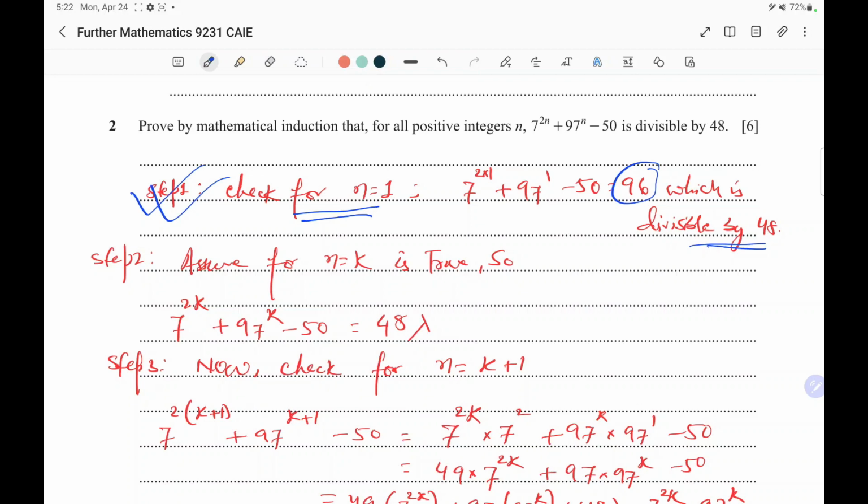So generally step 1 is always valid whenever the question is on mathematical induction. Now the second step is the assumption. So we have to assume that it is true for n equals k. Just put n equals k and assume that it is true, like it is divisible by 48.